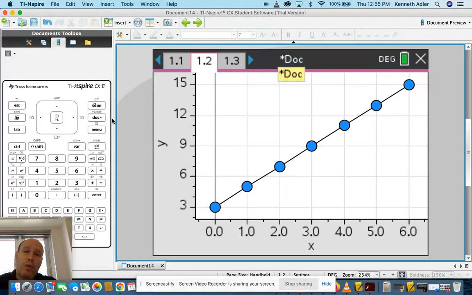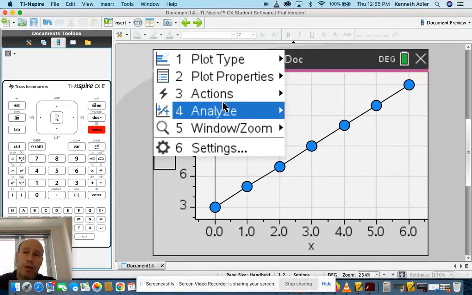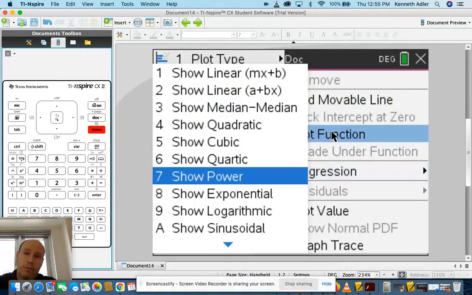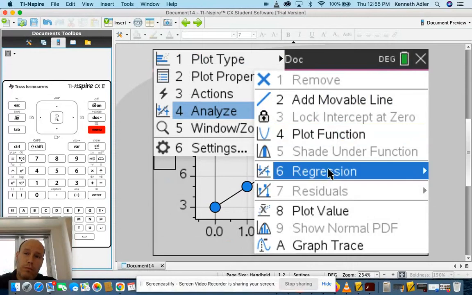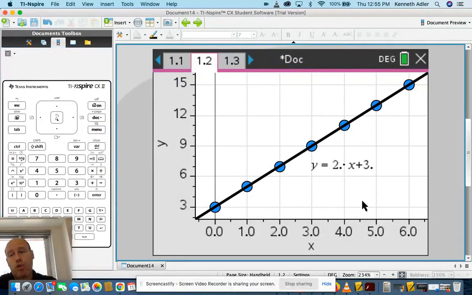And we knew that this line had an equation of y equals 2x plus 3. And we did that with all different functions. So that's what we've been practicing.